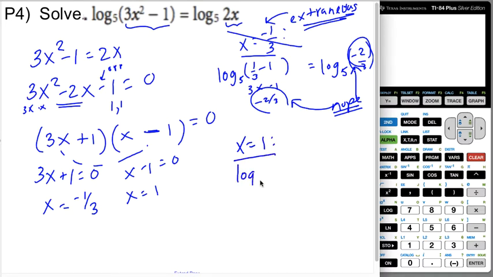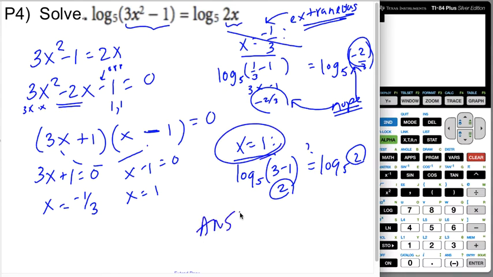So I'm going to get log base 5 of, when I plug 1 in, I get 3 minus 1. Is that equal to the log base 5 of 2? Yes, it is. This is a 2. This is also a 2. So this is the answer. So my answer is just x equals 1.